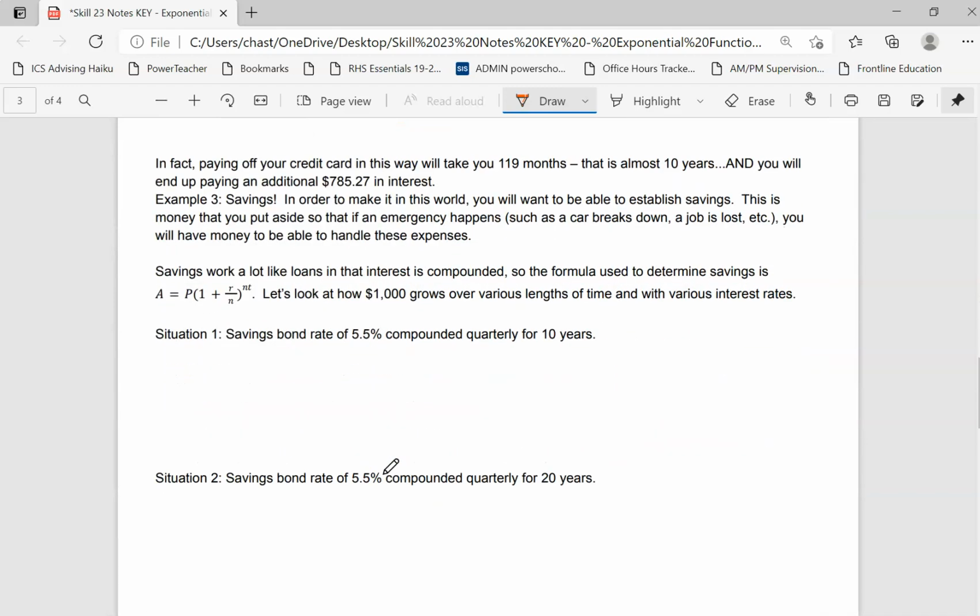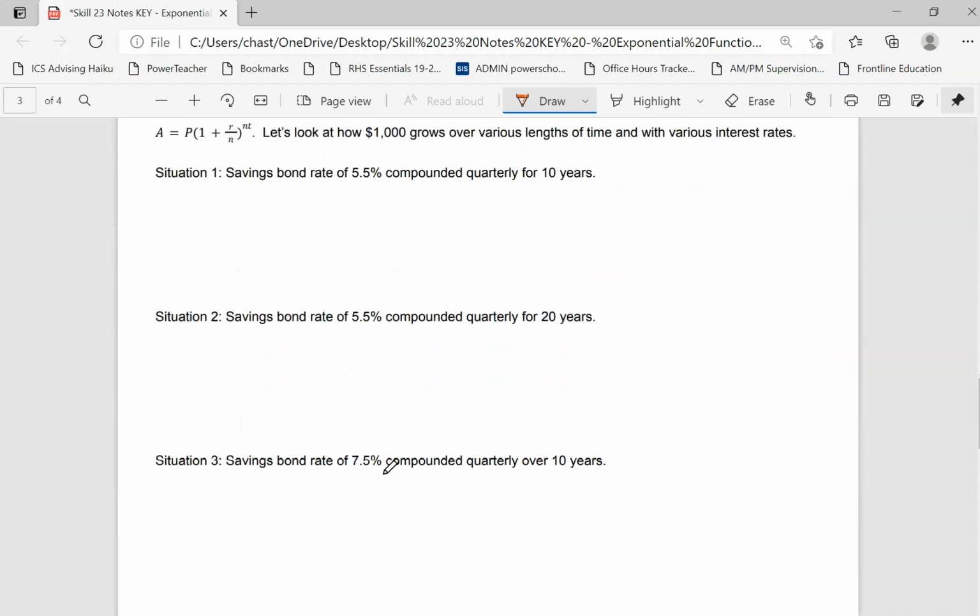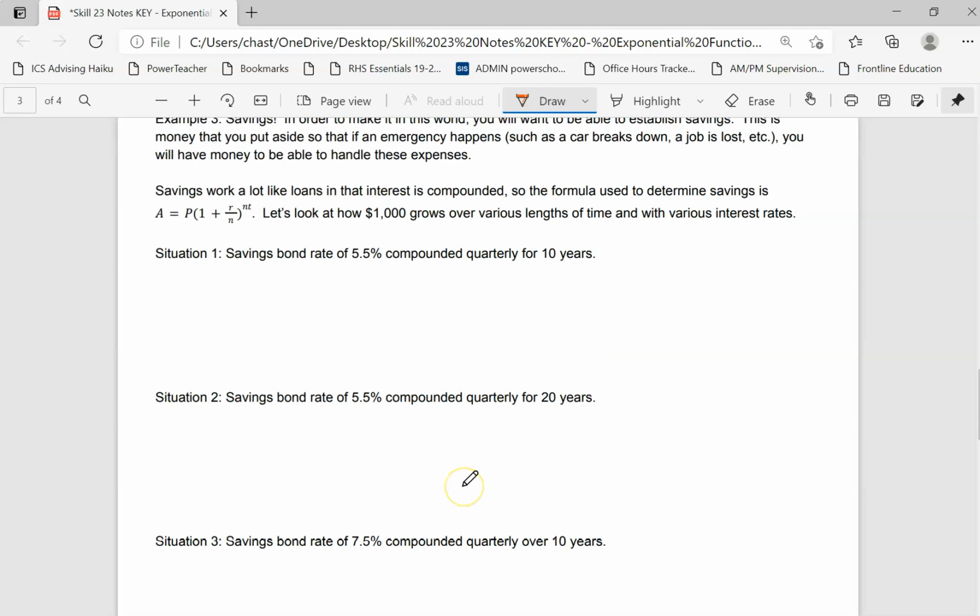All right, last thing that I'm going to talk about is savings. And so I want to talk a little bit about what that looks like. The formula for savings is just like it was for loans. It is going to be an identical formula. We want to see how $1,000 grows over various lengths of time. So I'm going to talk about how interest rate and time affects what your savings account would look like. So we're going to assume $1,000 in each situation.